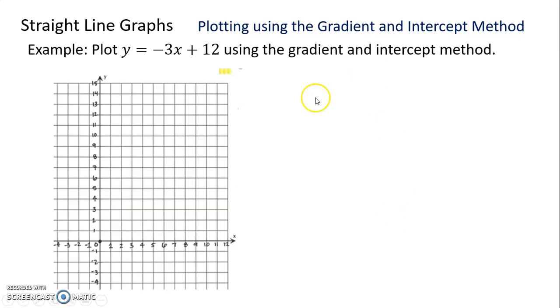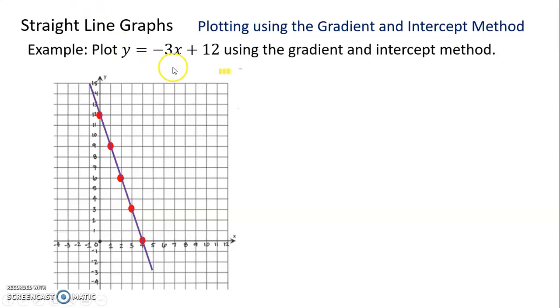Okay, here I've got another example, this time with a negative gradient. So my intercept is positive 12. So I'm going to plot a point at 12. And because the gradient is negative, that tells me for every one along, I'm going to go down 1, 2, 3. So this is where my next point will be. Along 1, down 1, 2, 3, and so on. And now I can join those up.